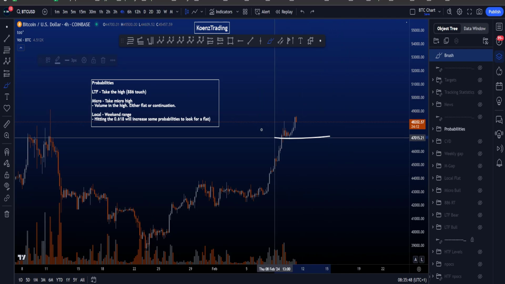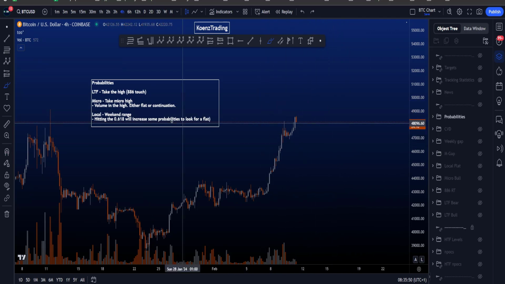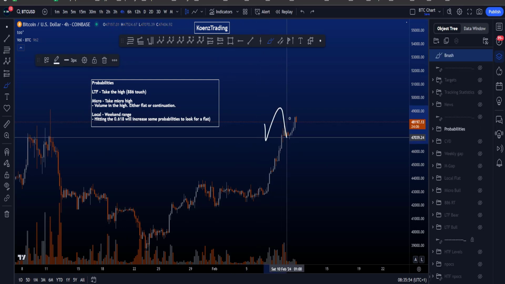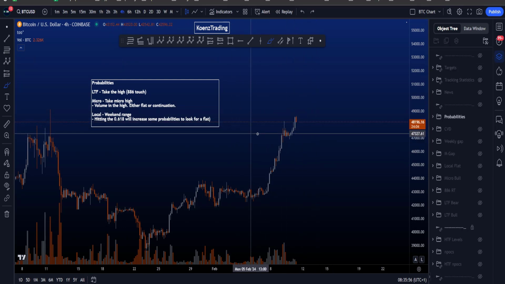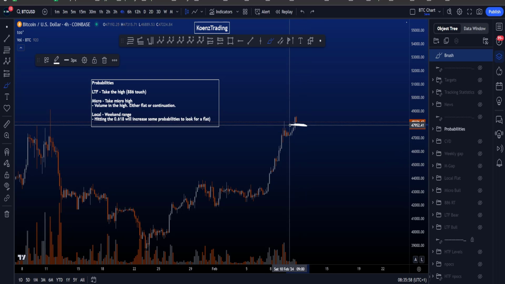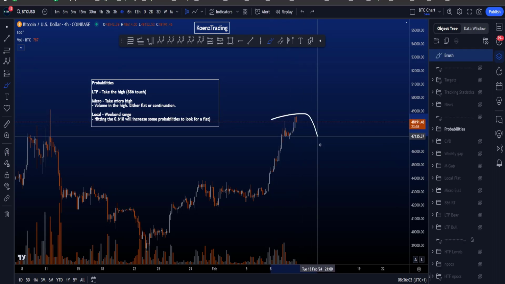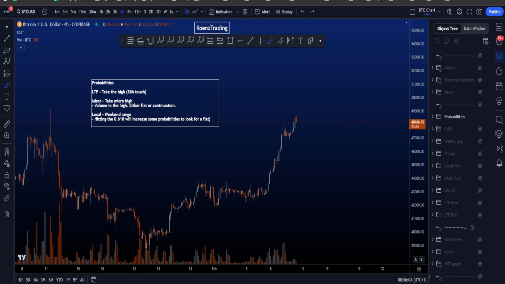And more locally, we are looking for price to continue the range, which is most common during the weekend as well, as usually in weekends we have sideways corrective structures. Now keep an eye on the 0.618 that I showed earlier as well, as it does increase some probabilities for a flat and a continuation of the range as well.